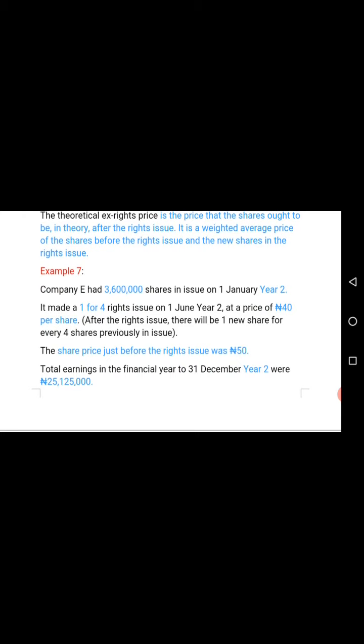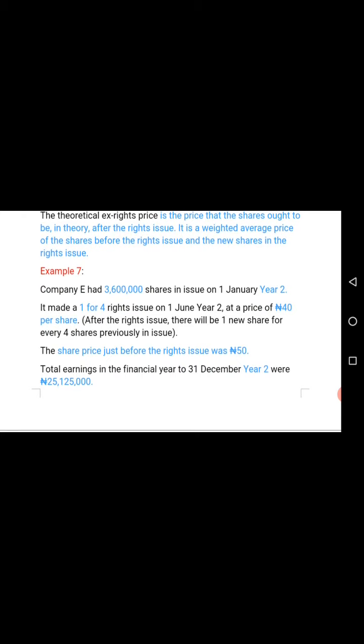So 1st January, 1st June, we have January, February, March, April, May. 5 months before June. So from June we didn't have the same number of shares again. So 5 months we had 3.6 million shares. The new shares issued, the 1-for-4, were issued at a price of 40 naira per share, given to the existing shareholders.